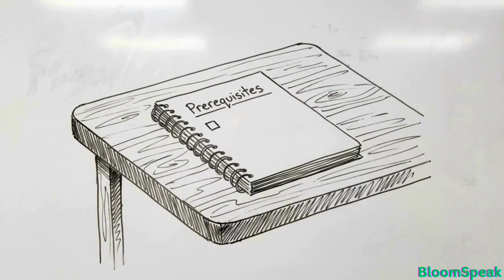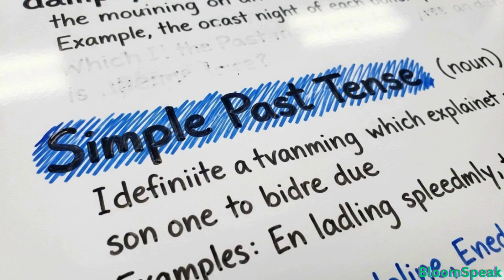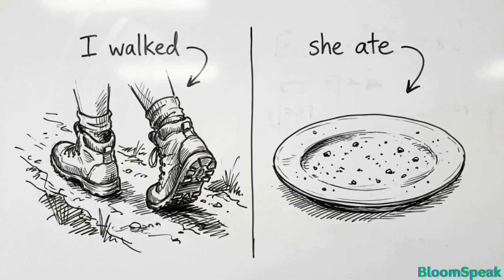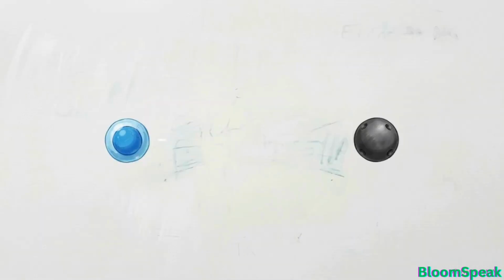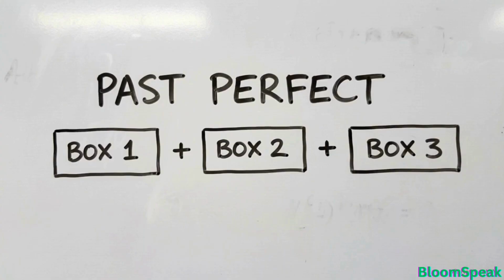To get the most out of this, you only need one prerequisite, a working knowledge of the simple past tense. If you know how to say, "I walked" or "she ate," you are ready to proceed. Mastering these two specific structures allows you to signal the exact chronological relationship between past events, giving your listener a precise sequence to follow. Step 1 is the past perfect tense.